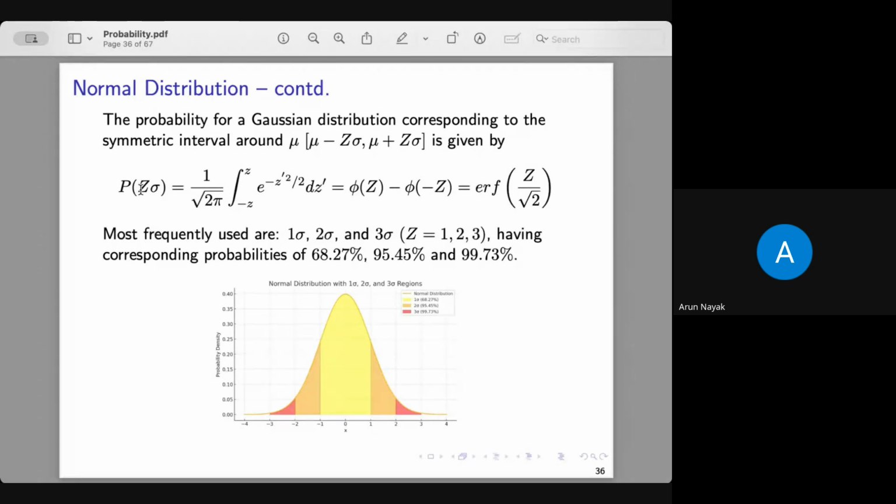If you want to calculate the probability of having 1 sigma, 2 sigma, 3 sigma, and so on, you can simply calculate it from the cumulative distribution. As I was telling earlier, if you want to calculate the probability of some area under this curve, you can use the cumulative distribution. In this case you can calculate it from the error function of z over square root of 2. If you use this, you will get the 1 sigma area, 2 sigma area, and 3 sigma area.